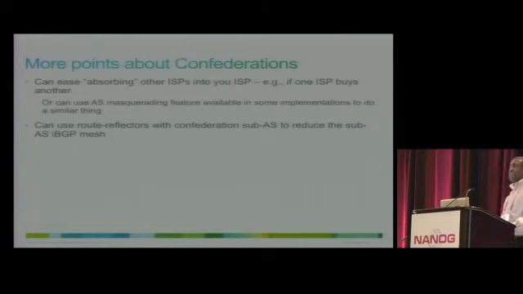But confederations allow absorbing other service providers into the network. So because of mergers and acquisitions, some service providers went through the confederation path instead of route reflectors. And you can still use route reflectors within a confederation.